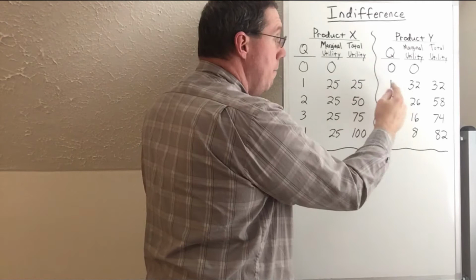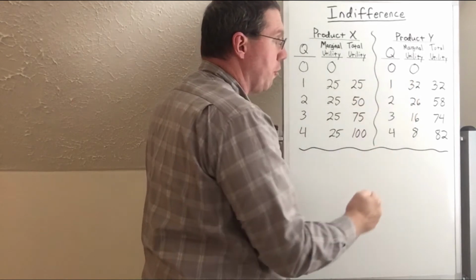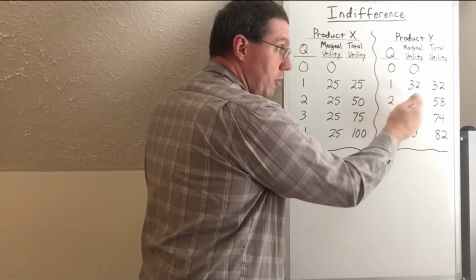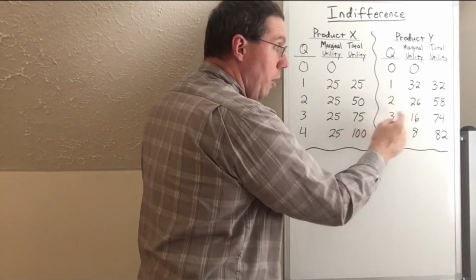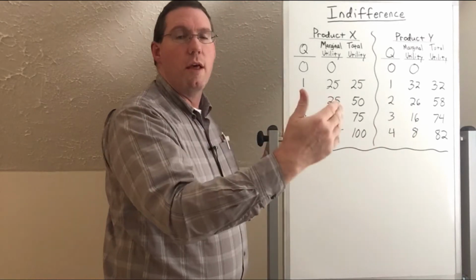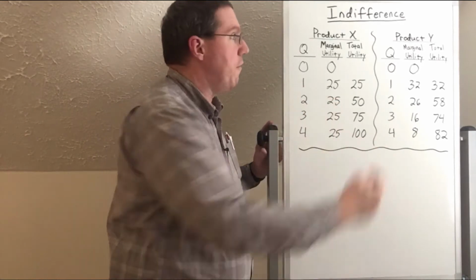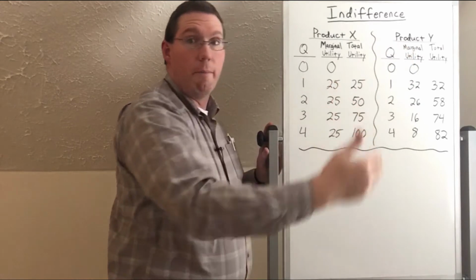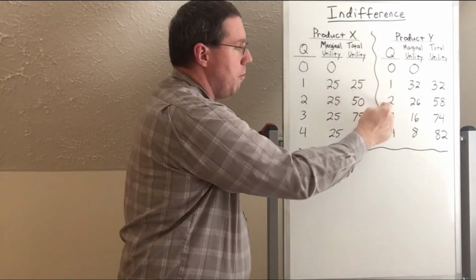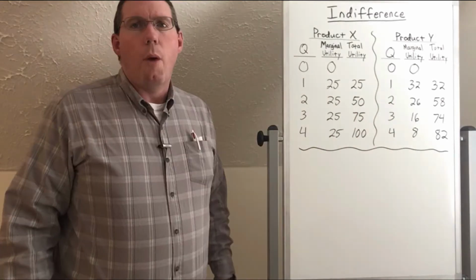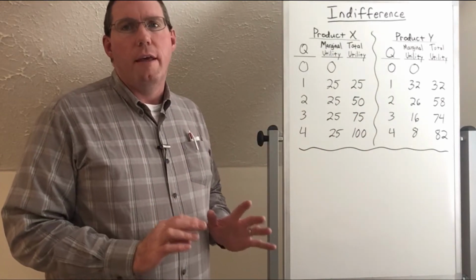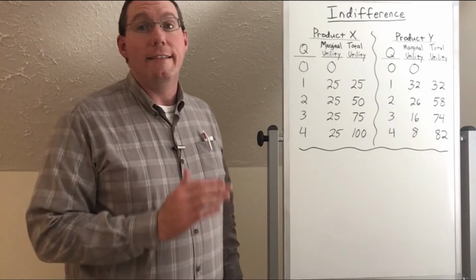But over here, because the first chicken wing would give you 32 utility, the second chicken wing would give you less utility, 26, the third one would give you 16, and the fourth one gives you 8. That shows that the additional benefit, the marginal additional benefit, is getting smaller and smaller as you consume more chicken wings. Okay? I want to use these tables to explain a concept in microeconomics that's called indifference.